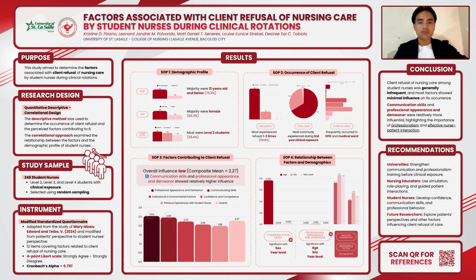Next, let us proceed with the results of the study, starting with the participants' profile. Table 1 presents the respondents' demographics in terms of age, sex, and year level, with a total of 249 student nurses. In terms of age, most were 21 years old and below, or 75.9%, indicating they are in the early stage of clinical exposure. In terms of sex, the majority were female, or 66.3%, reflecting the predominance of women in nursing. In terms of year level, most were Level 2 students, or 39.4%, followed by Level 3, or 33.7%, and lastly, Level 4, with 26.9%.